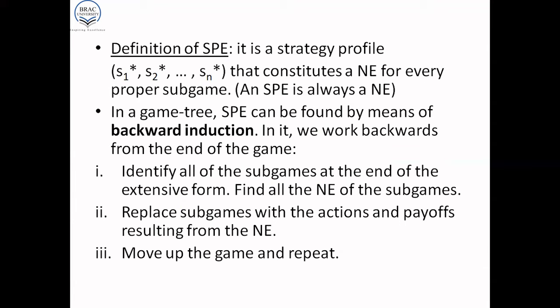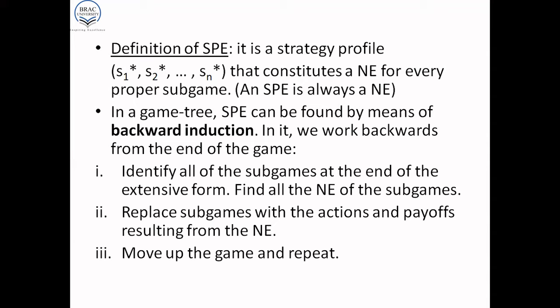So what is the definition of a subgame perfect equilibrium? It is a strategy profile, S1 star, S2 star, all the way up to Sn star, that constitutes a Nash equilibrium for every proper subgame. An SPE is always a Nash equilibrium. In a game tree, SPE can be found by means of backwards induction. So this is a tactic that you could use to figure out subgame perfect equilibrium.